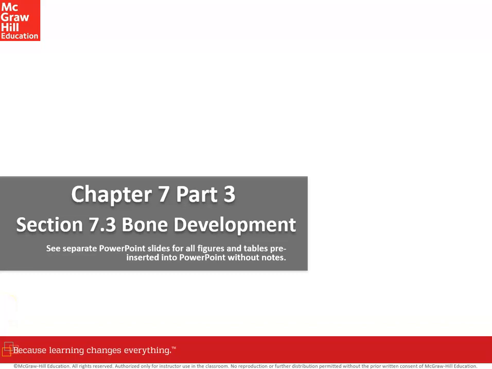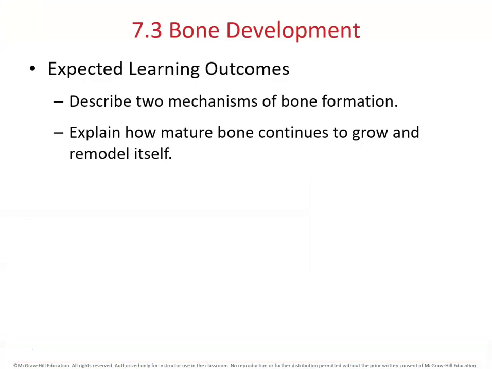This is the third video of Chapter 7. It corresponds to Section 7.3 in your Anatomy and Physiology textbook. So in this video, we're going to be talking about the two mechanisms by which bone is formed, and also talk about how mature bone remodels itself and continues to grow and maintain its structure and healthiness.